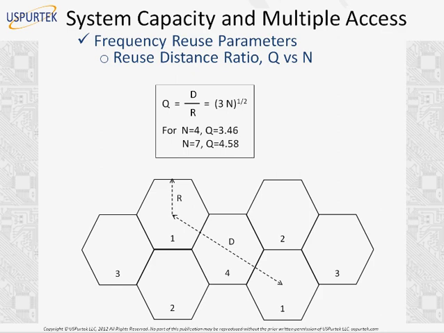Now this is the slide for the question somebody was asking, that n should be large or small. So what happens if we make n very large? Let's say I have a frequency spectrum available which is 100 megahertz, and I make n equals 10. 10 means I have only 10 megahertz available in one cell. That means my capacity in one cell is reduced. I cannot serve as many users.